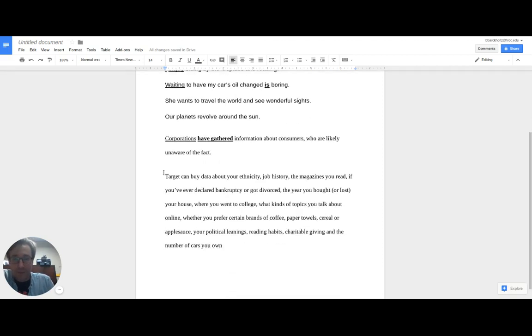Target can buy, here's another sentence. Target can buy data about your ethnicity. Well, I think I've got it. There's a lot of sentence left here. Your job history, magazines you read, if you've declared bankruptcy or got divorced, the year you bought or lost your house. There's a lot of yous in here. But you are the object of this sentence. Target is the actor. What are they doing? They're buying data. What is it about? And then here's a list. Coffee, paper towels, cereals, applesauce, political leanings, reading habits.